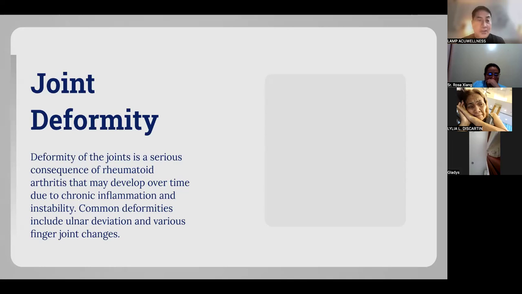Then the deformity of the joints. This is a serious consequence of RA due to chronic inflammation and instability. So the common deformities, ulnar deviation, and various finger joint changes.